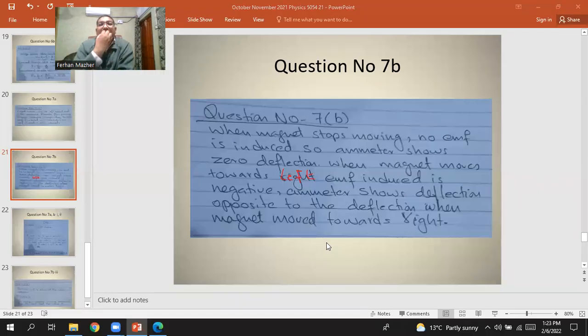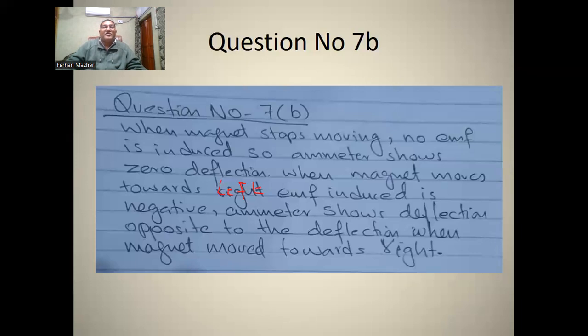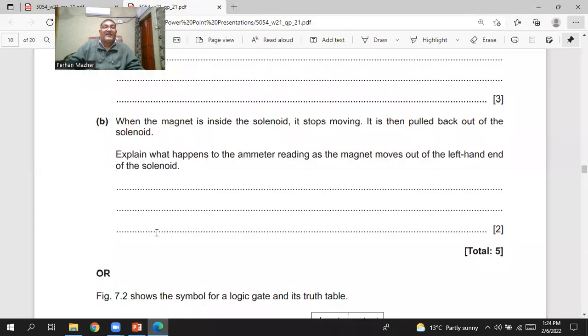So when the magnet stops moving, no EMF is induced, so the ammeter shows zero deflection. When the magnet moves towards left, EMF induced is negative. The ammeter shows deflection opposite to the deflection when the magnet moved towards the right. So this is the answer. That's question number 7, part B. Let me show you, I have increased the size. Okay, so this is the answer. Here I have changed this word; by mistake I wrote right. The magnet moved towards the left. So hopefully you understand. And here we go.